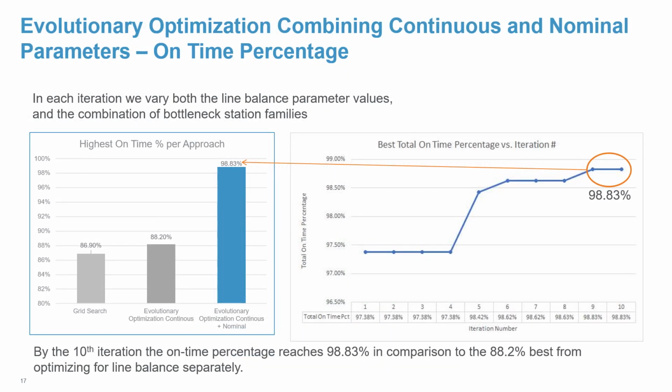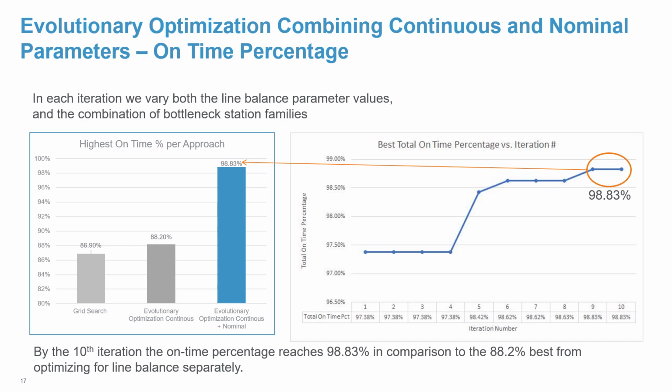Then we combined the optimization of continuous parameters, the line balance parameters, and the nominal parameters, the bottleneck station parameters. And we optimized them jointly using evolutionary optimization and measured the on-time percentage KPI. In this figure, we can see the best on-time percentage KPI for each iteration. Each iteration consists of 20 simulation runs. In each run, we vary both the line balance parameter values and the combination of bottleneck station families.